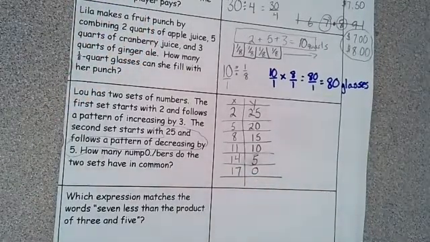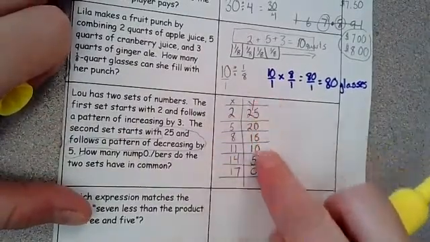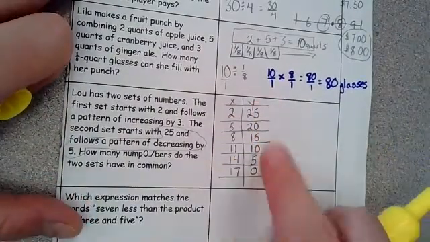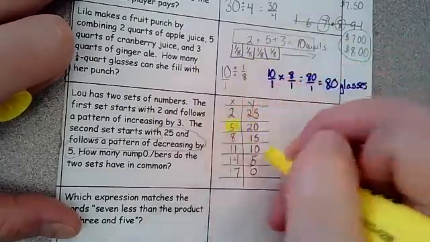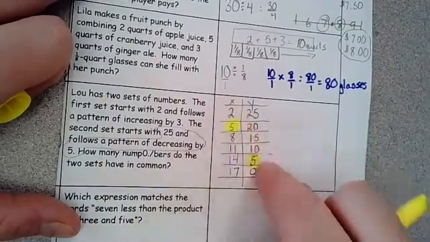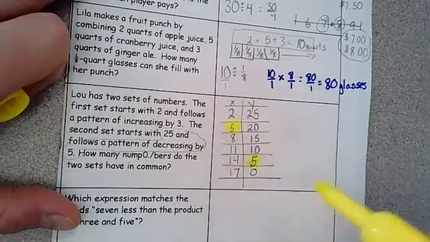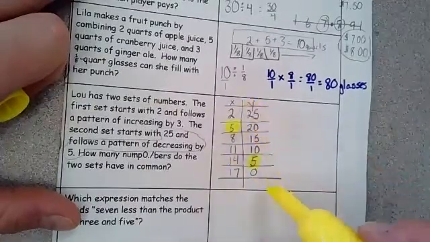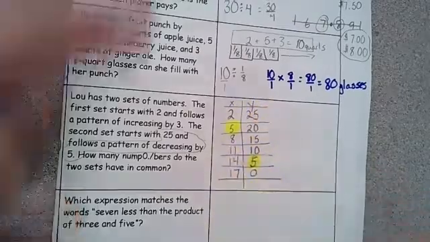Now let's see how many numbers we have in common. 2 is in the X row, but is it in the Y row? No. 5 is in the X row, and it's in the Y row. 2 numbers in common so far. Okay, well, 1 number in common. They have a 5 in common. Then 8 is only in the X. 11 is only in the X. 14 is only in the X. And 17 is only in the X.